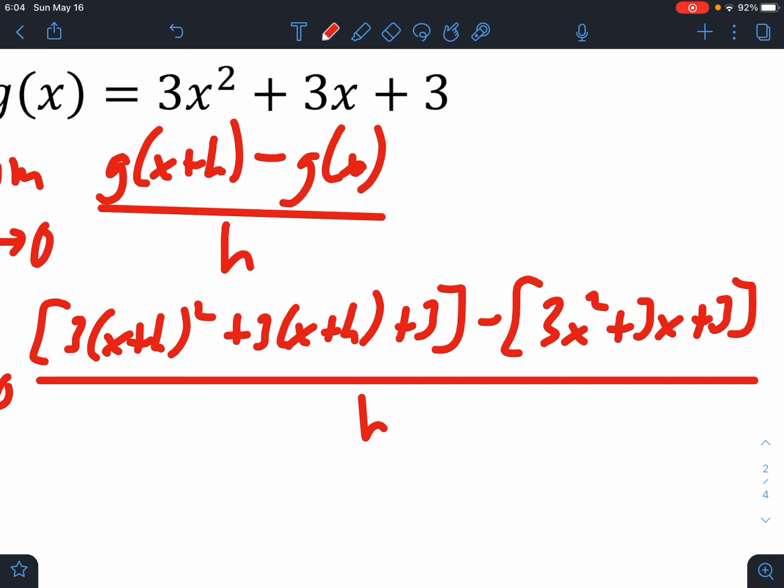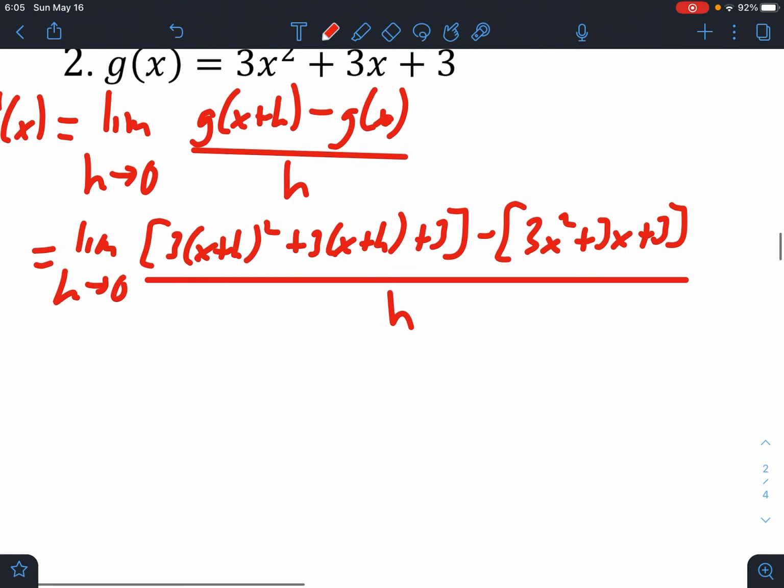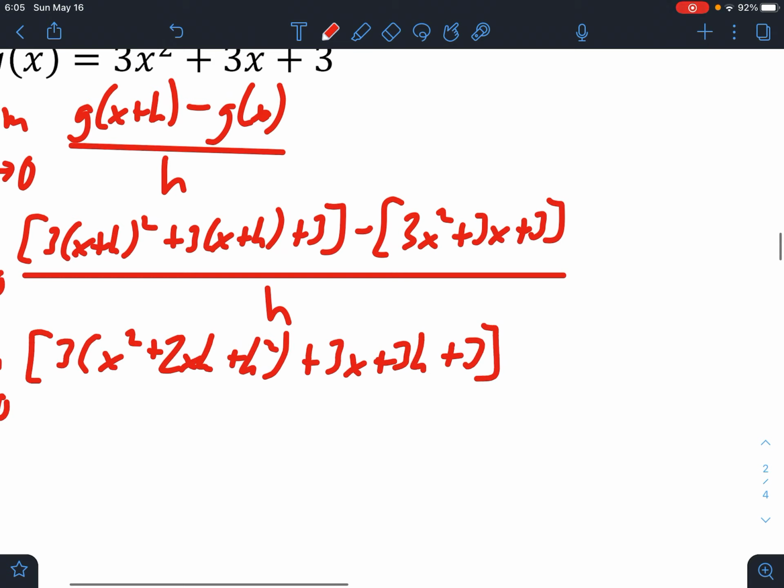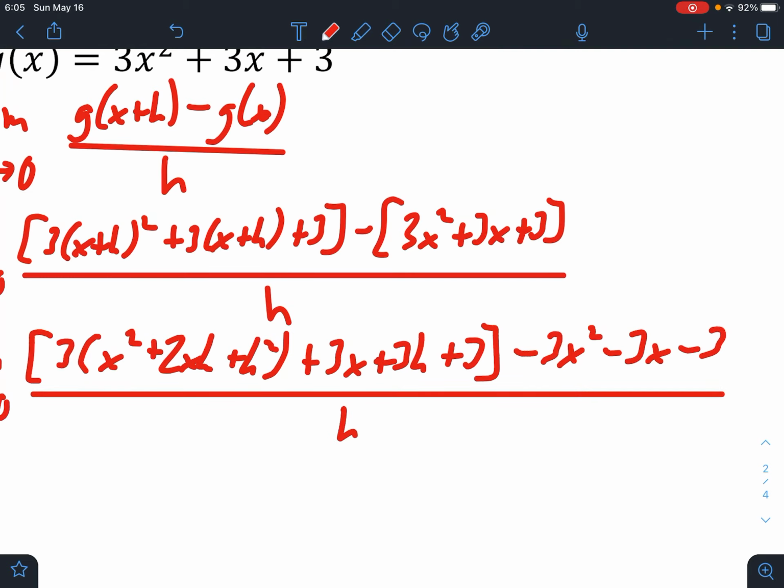All over h. Now, like I said, the next couple steps here are going to be all algebra, and pretty much algebra 1, really. Your job is to simplify that numerator as much as you possibly can. Okay? So we get 3 times x squared plus 2xh plus h squared plus 3x plus 3h plus 3. And if you distribute that negative sign, minus 3x squared minus 3x minus 3 all over h.